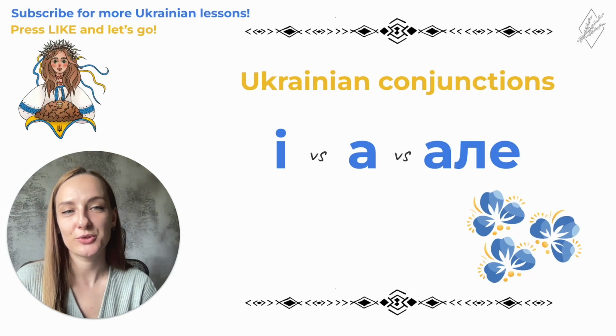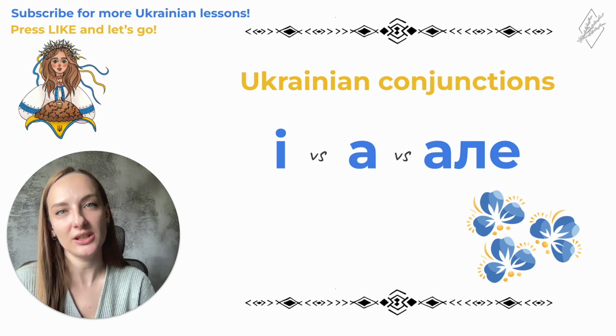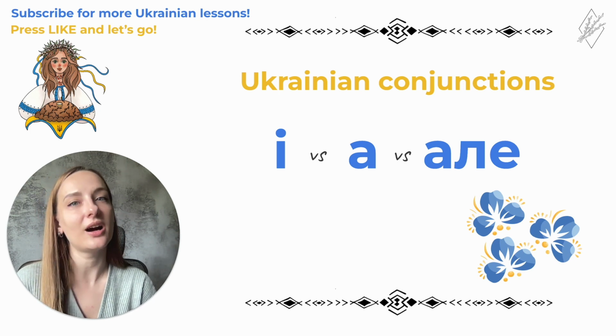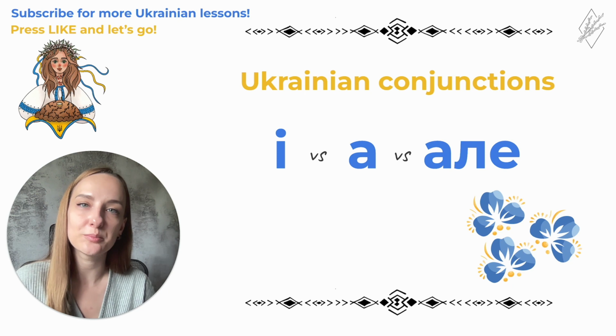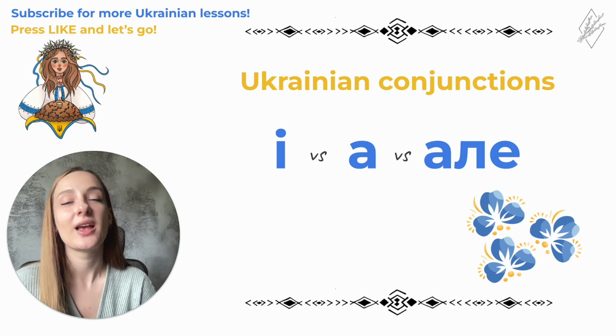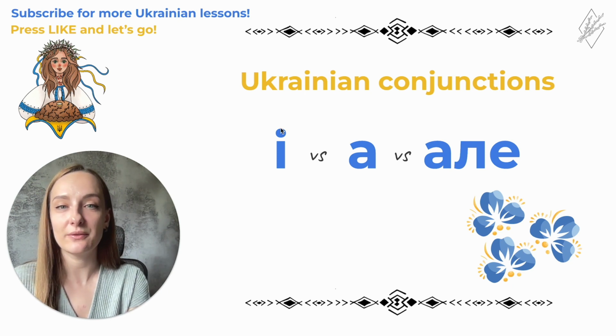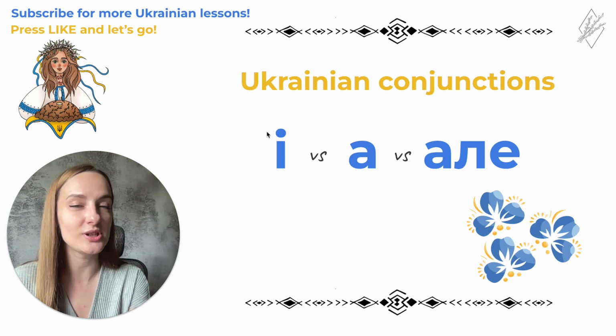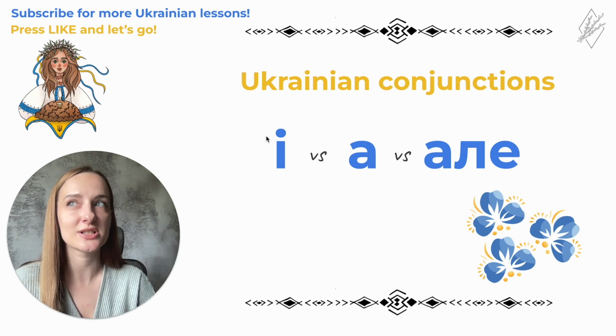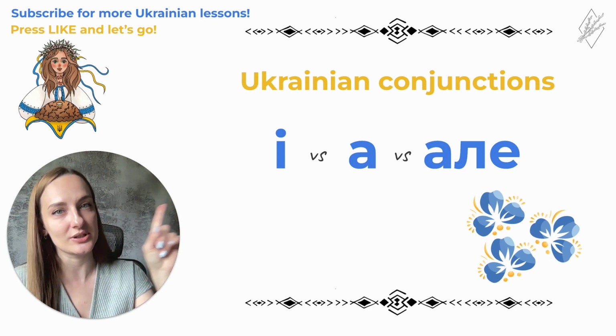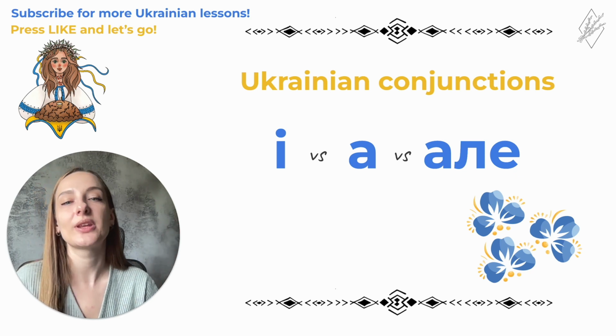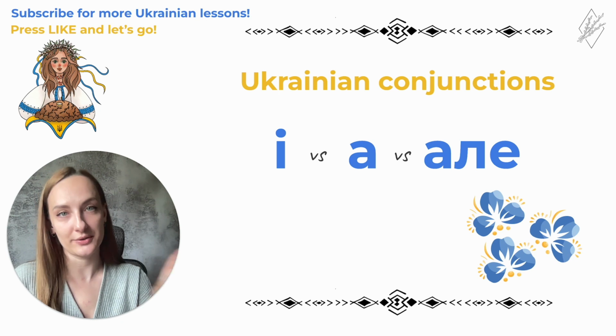Today we will talk about Ukrainian conjunctions і, а, але, and we will compare them in the sentences. Recently we have actually talked about conjunction і and its variations й and та. If you have missed this lesson, you can still watch it. In this lesson, we will compare it to other conjunctions.